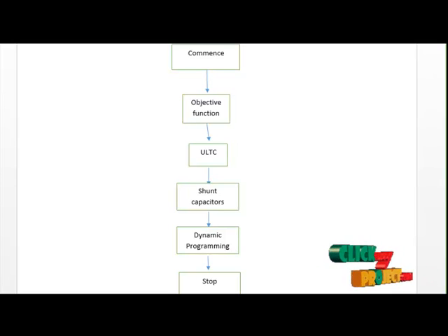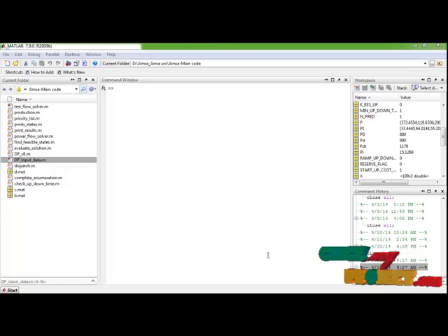Then next step is if the dynamic programming is applied, then we get the optimal solution. If we don't get any optimal solution, then go back to the first objective function process. Let's discuss the implementation work of this process.